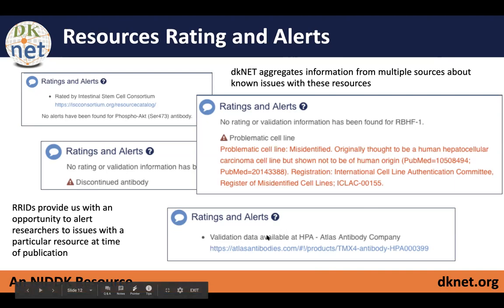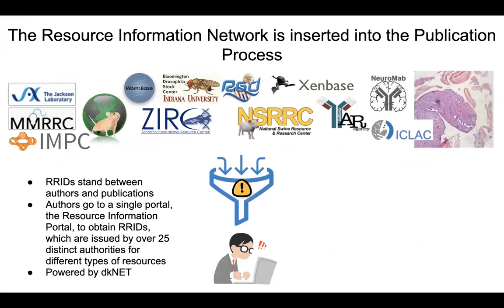If there's validation information, for example, at the Human Protein Atlas, we can point people to that. If the antibody registry is saying that the antibody is discontinued, we can give researchers that alert. So again, we try to provide not just information about the basic aspects of these resources, but also potential issues, things that researchers need to be aware of when they're planning their study or using these.